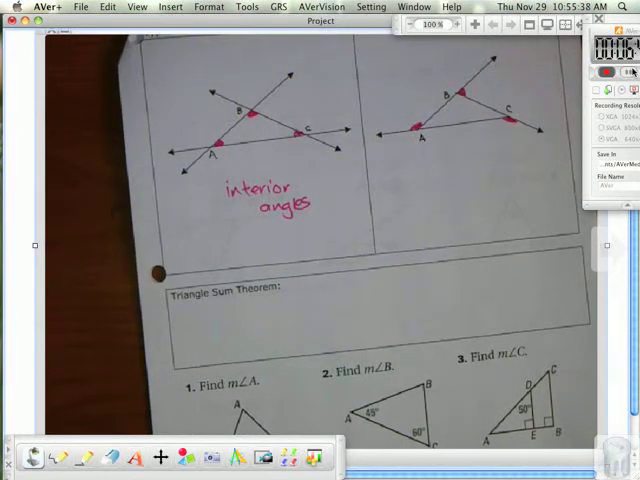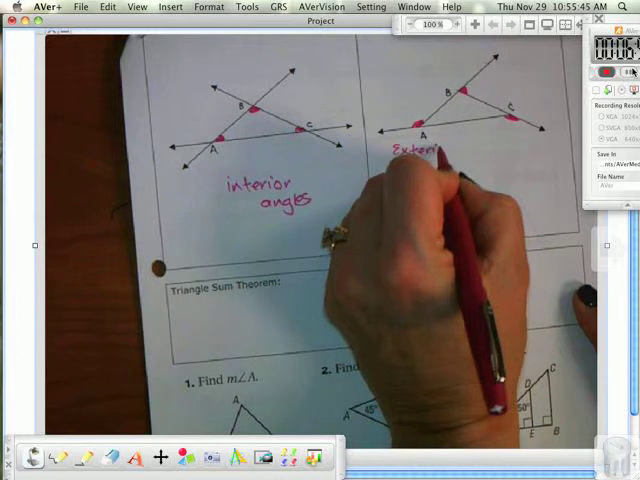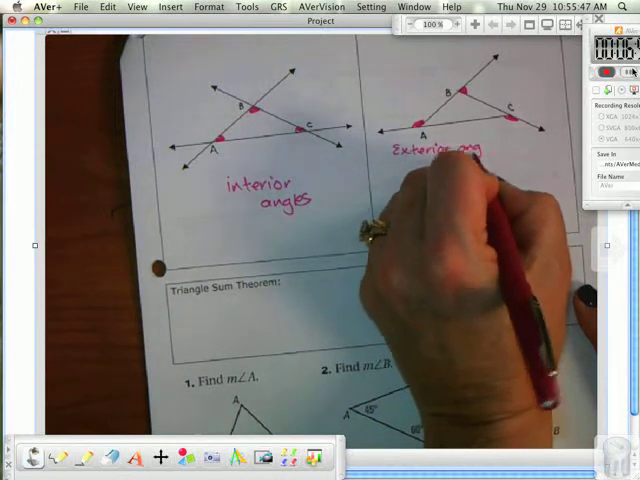So, Allie, what do you think those are called? Exterior. They're outside. Now I'm going to have you write a little bit to this one.